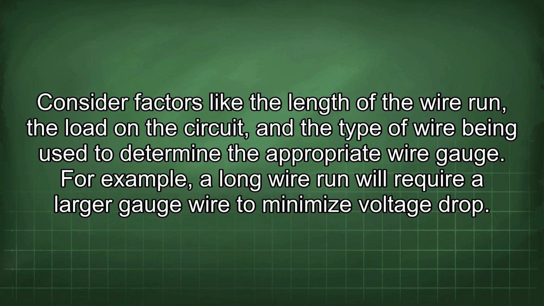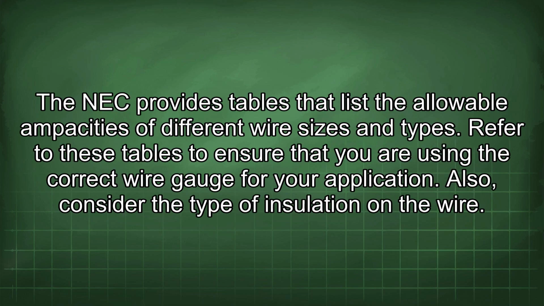Consider factors like the length of the wire run, the load on the circuit, and the type of wire being used to determine the appropriate wire gauge. For example, a long wire run will require a larger gauge wire to minimize voltage drop. The NEC provides tables that list the allowable ampacities of different wire sizes and types. Refer to these tables to ensure that you are using the correct wire gauge for your application.